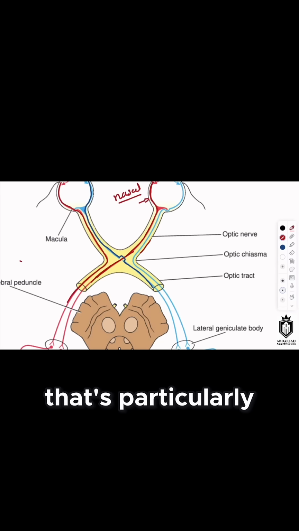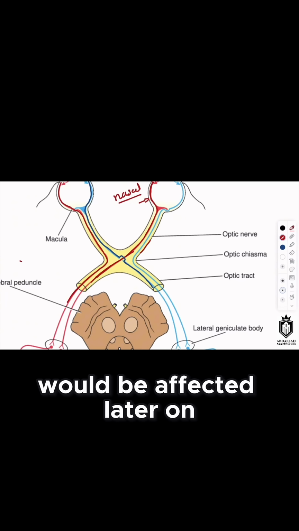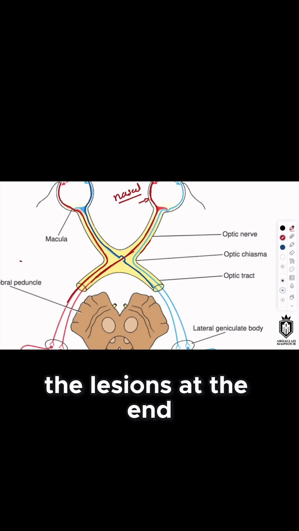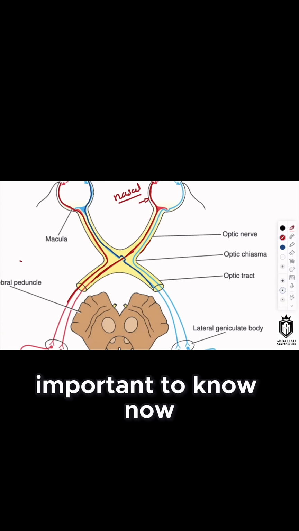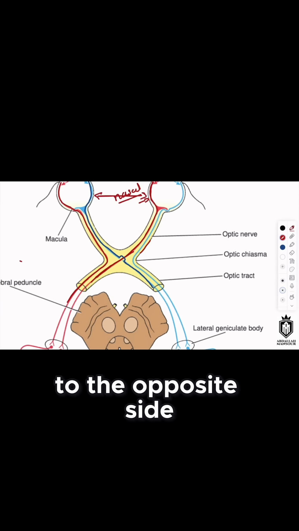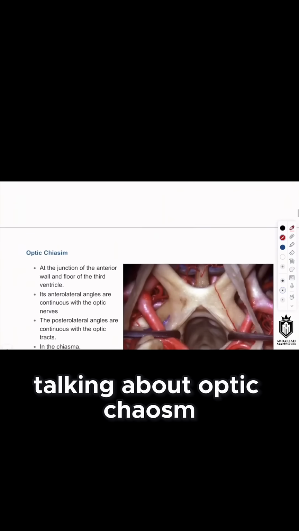That's particularly important to identify which side of the vision will be affected later on. So we're going to talk about the lesions at the end of the optic nerve, but particularly important to know now that the fibers on both nasal sides will cross to the opposite side. Very good. So talking about optic chiasm.